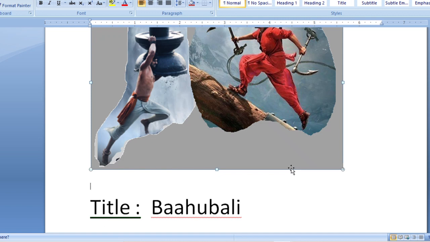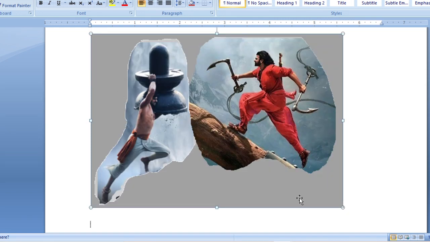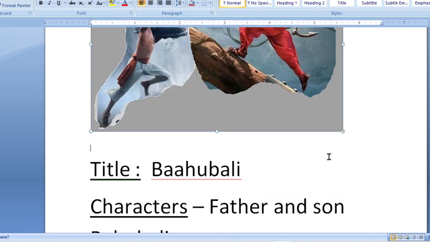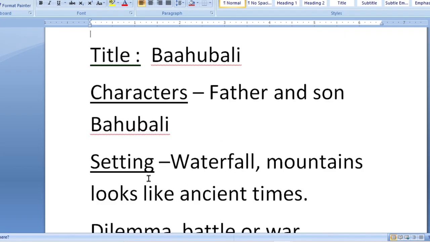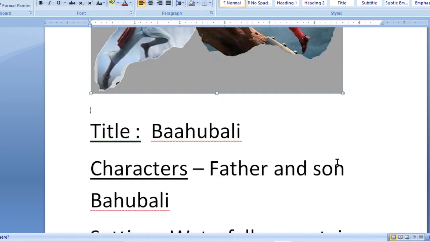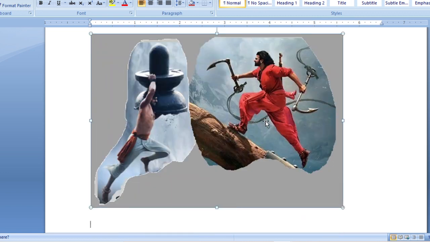What is the setting? Now, when we just look at the picture, all we know is there's a waterfall here and there are a lot of mountains. That is all we know from the picture. Okay, so it looks like ancient times. Why? Look at the clothes that they're wearing. Do you see people like this around the road now? No. Look at the sword, and it looks like fighting and things like that. So it's definitely a movie set in the olden times.